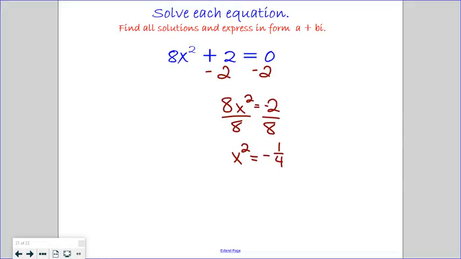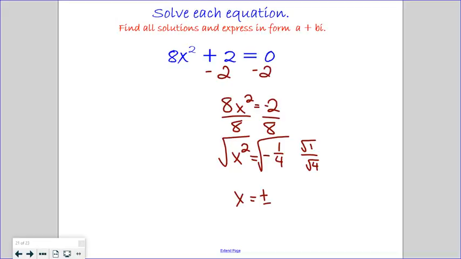Two over 8 would simplify down to 1 over 4. Square root like normal. When I insert that square root into the problem, I'm going to put a plus or minus on my answer. When I square root a fraction, remember it is like square rooting the top, square rooting the bottom. Both of those numbers are perfect squares.